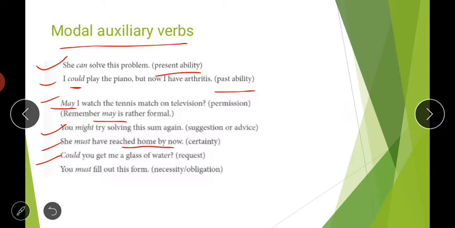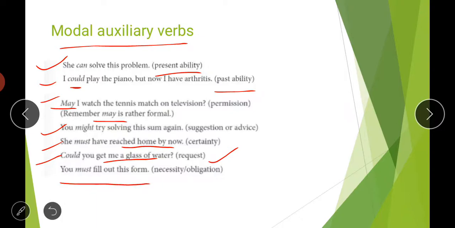For example, if I say can you get me a glass of water, it seems like you are saying it in a rude manner. So could is used to be polite. If you want someone to help you, you will use this word could: could you please help me check this, or could you please bring me a glass of water. So when you are requesting in a polite manner, you will use the word could.